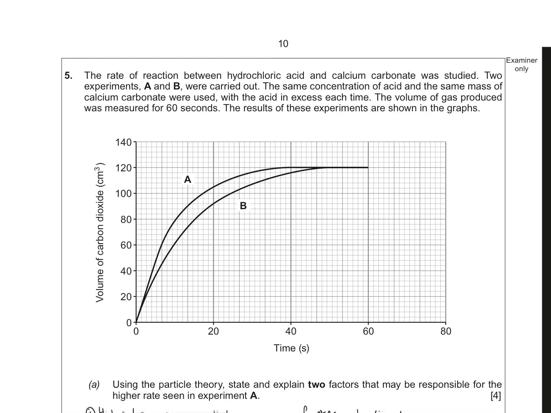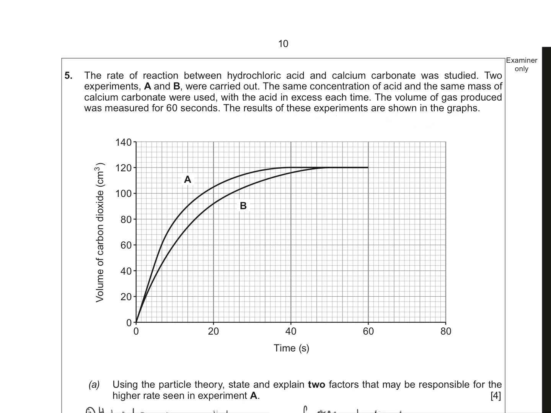The rate of reaction between hydrochloric acid and calcium carbonate was studied. 2 experiments, A and B, were carried out. The same concentration of acid and the same mass of calcium carbonate were used, with the acid in excess each time. The volume of gas produced was measured for 60 seconds. The results of these experiments are shown in the graph.